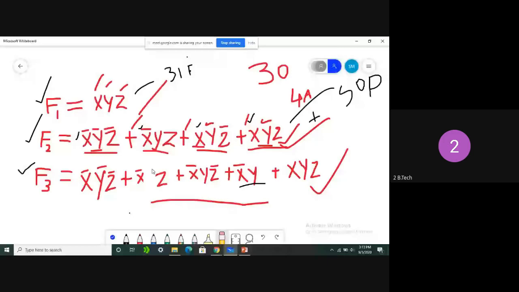So this F3 is built with how many literals, or how many input terminals? An input terminal is also called a literal. So here F3 can be built with the help of how many literals? Only 3. They are X, Y, Z.